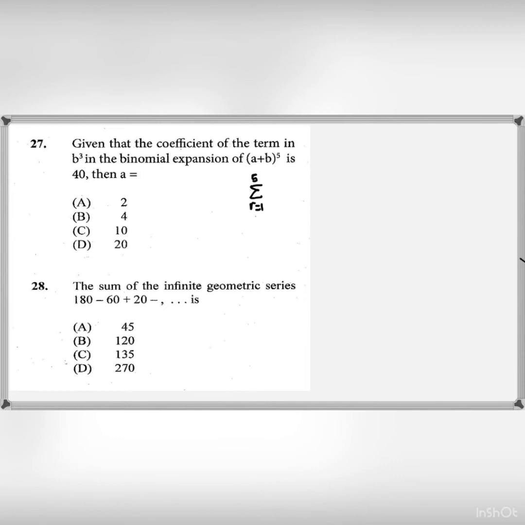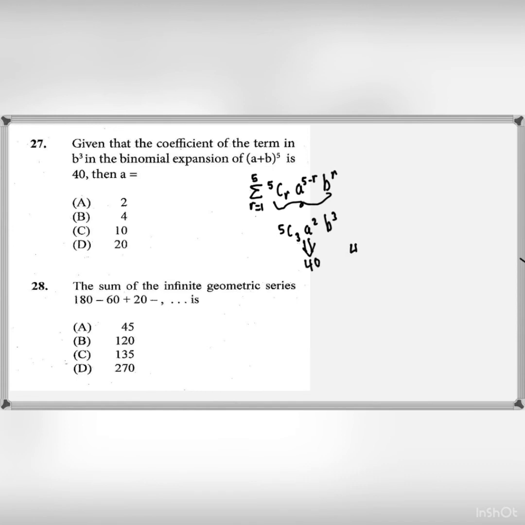n is 5. So it's 5 C r times a to the power of 5 minus r times b to the power of r. So r had to be equal to 3 to get b cubed. So let's just focus on this term here. This will be 5 C 3 times a to the power of 5 minus 3, which gives you 2, times b to the 3. So this is the coefficient of b cubed, and they're saying this is equal to 40.